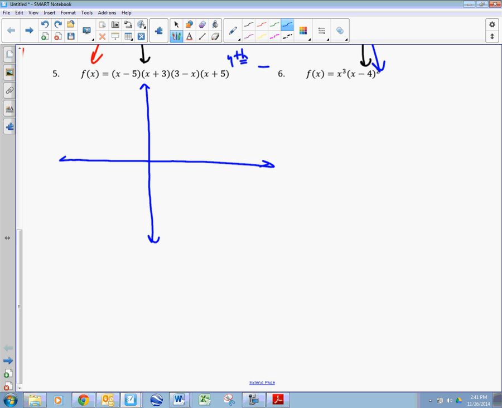Once you determine that, you determine where it starts. Even powers start and finish the same direction. Odd powers start and finish opposite directions. Let's find our solutions. What do you plug in to make 0? 5, -3, +3. So I'm going to mark those out. -5, -3, 3, +5. Are there any double roots? No, all single roots. So I'm going to start down. I'm going to pass through.